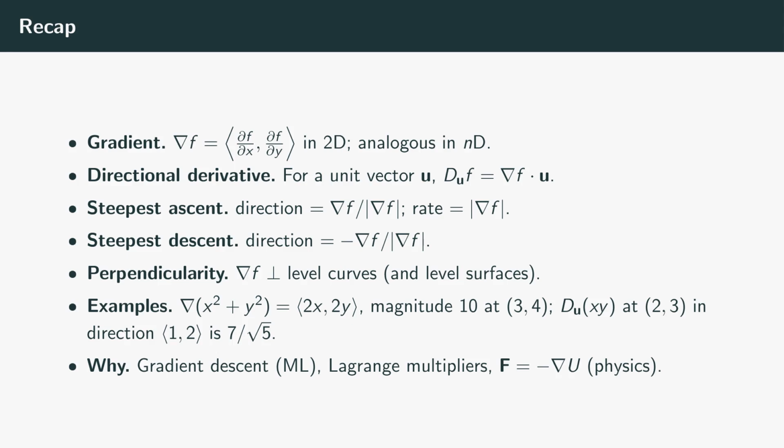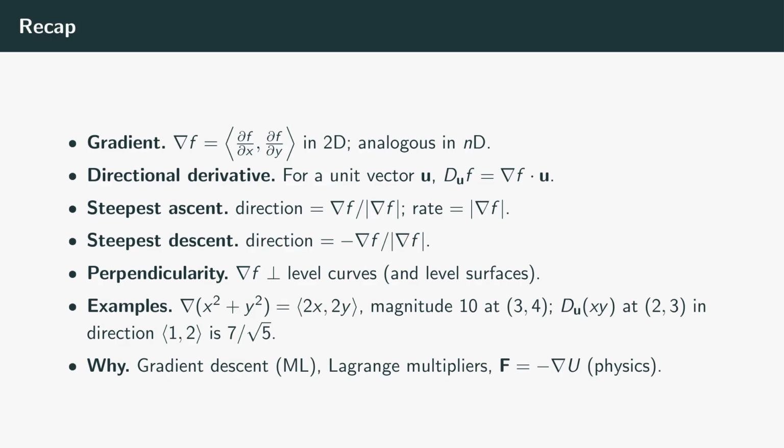Recap. The gradient del f is the vector whose components are the partial derivatives of f. In 2 variables, del f equals the vector whose entries are the partial of f with respect to x and the partial of f with respect to y. In 3 variables, 3 components. In n variables, n components. The directional derivative of f in any unit direction u is the dot product. The directional derivative in the direction u equals del f dot u.